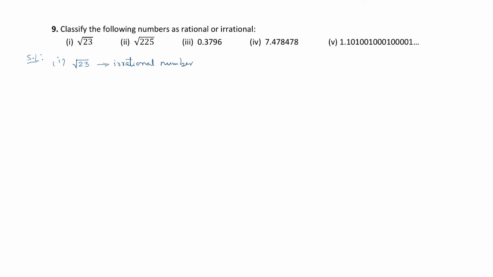Let's take the second. If we take the second number, that is the square root of 225, the square root of 225 will give us the value 15. So this is an integer, right? Or we can write it in the form of 15 by 1. So we can say this is a rational number.